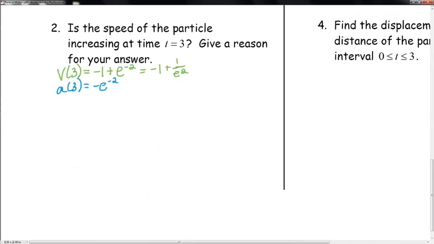Alright, number 2, is the speed of the particle increasing at t equals 3? Give a reason for your answer. So when we talk about speed increasing, that means both that my acceleration and my velocity have to have the same sign.